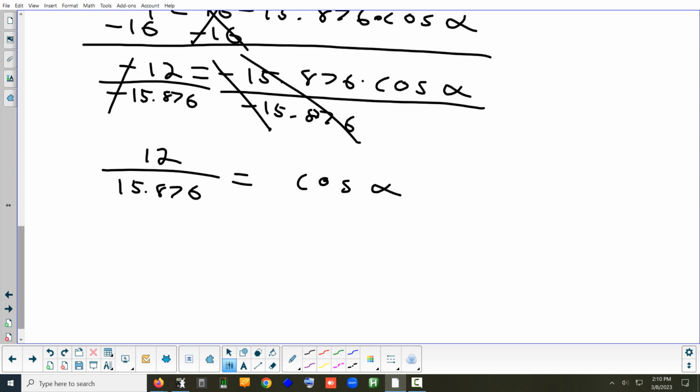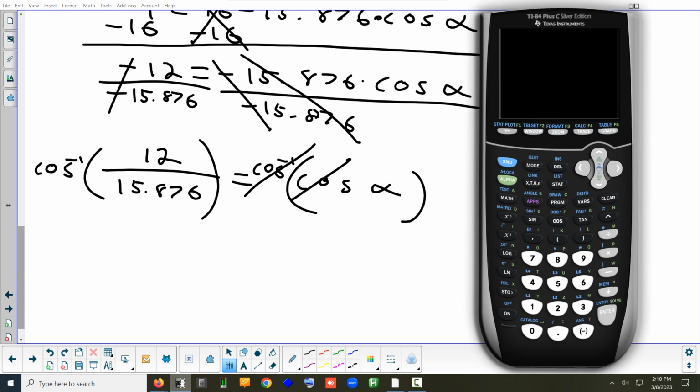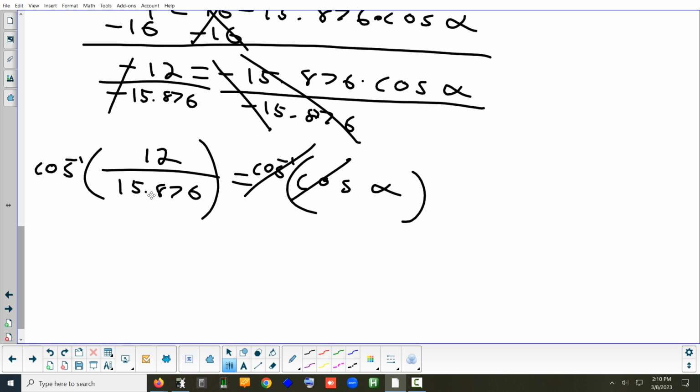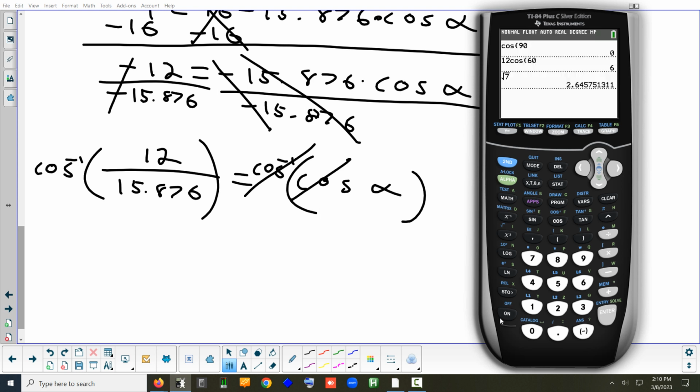Okay, and what's my last thing? Take the inverse cosine. Inverse and regular cosine cancel each other out. And now type that in on the calculator. I'm never going to figure out what 12 divided by 15.876 is. I don't care what it is. I'm going to figure out the inverse cosine of it, because the less rounding I do, the better. So just type it all in like that.